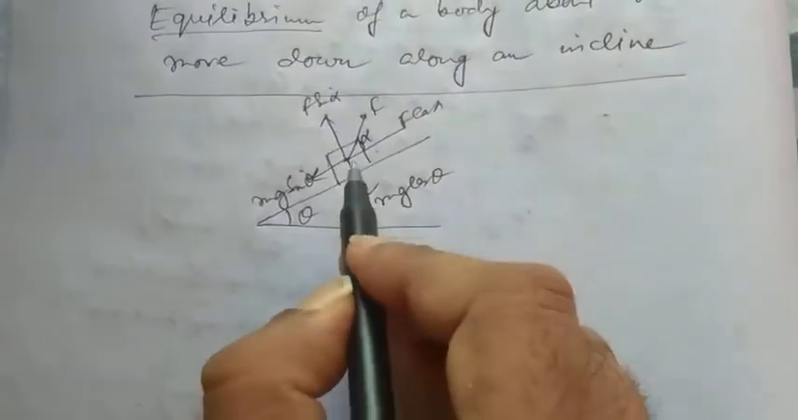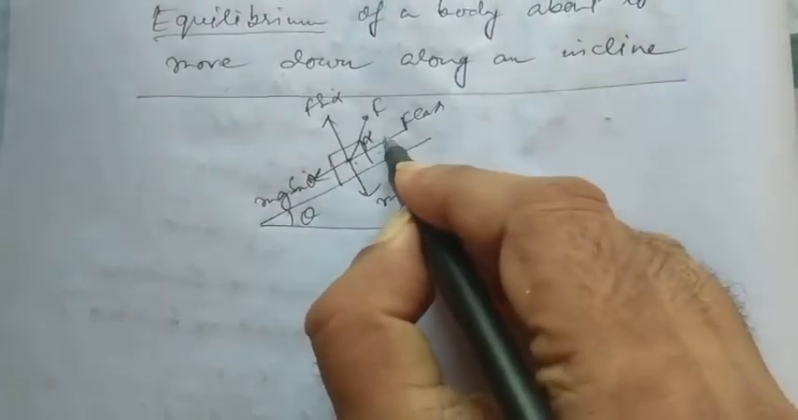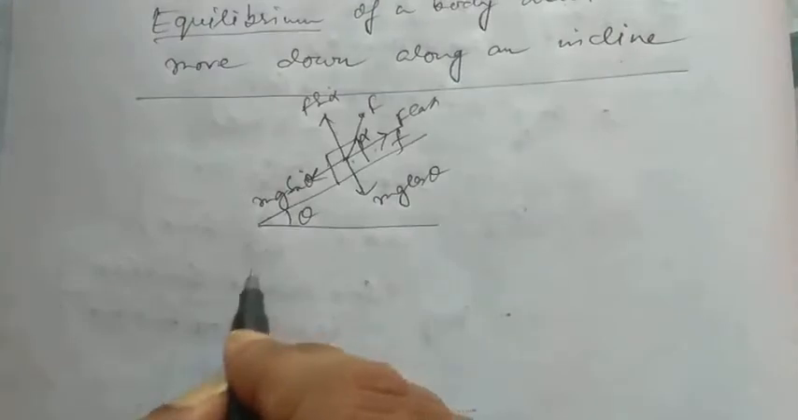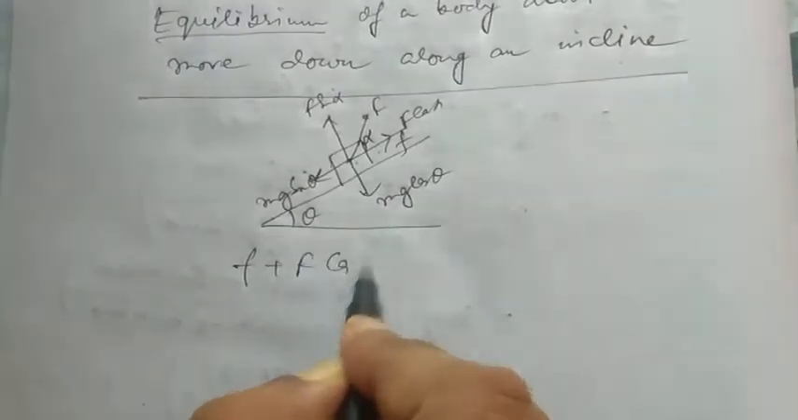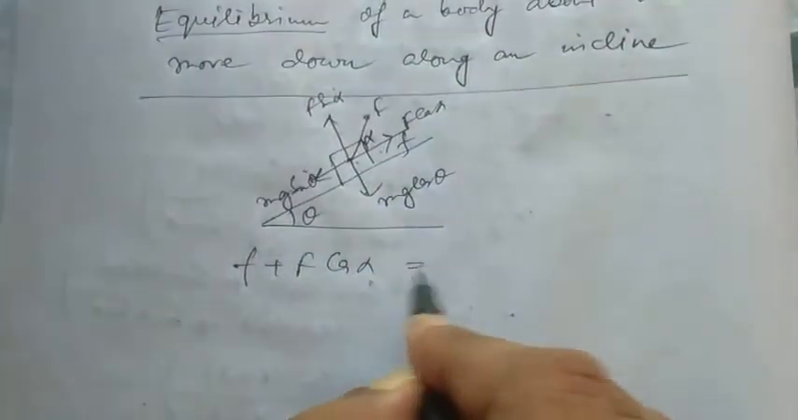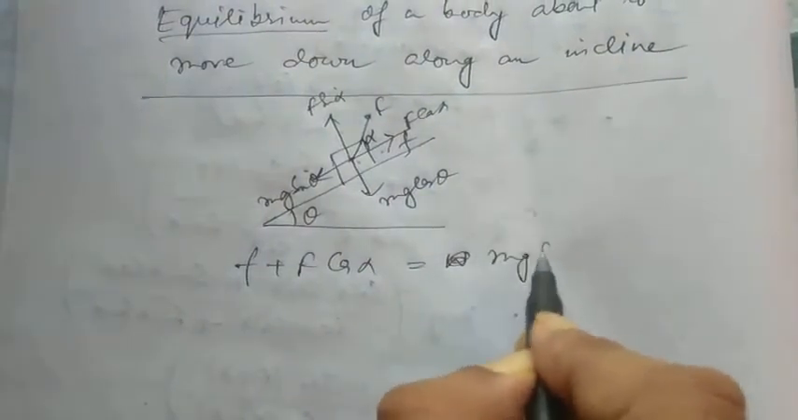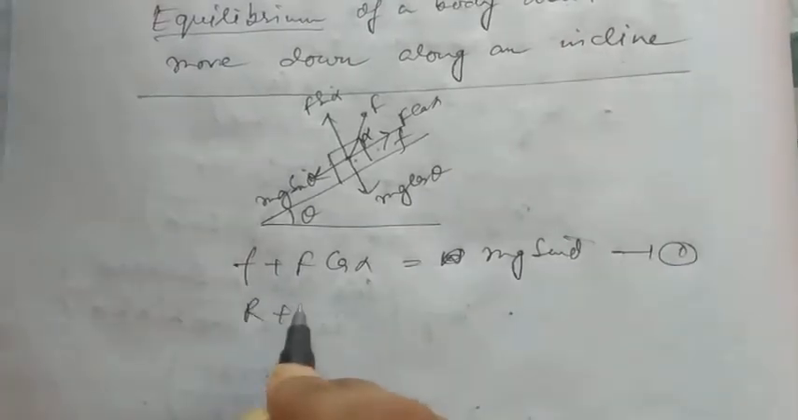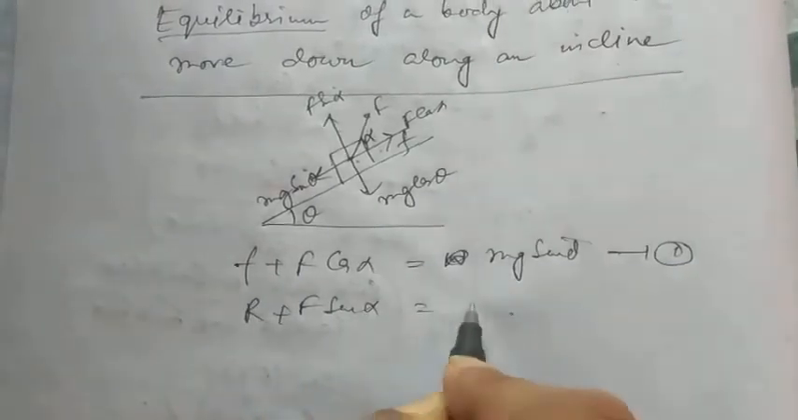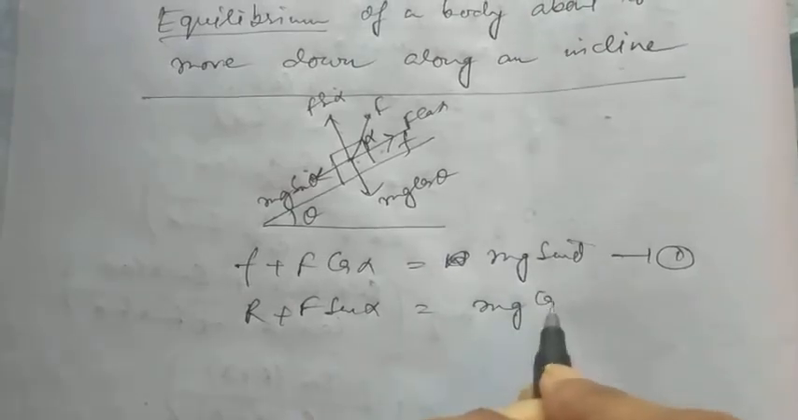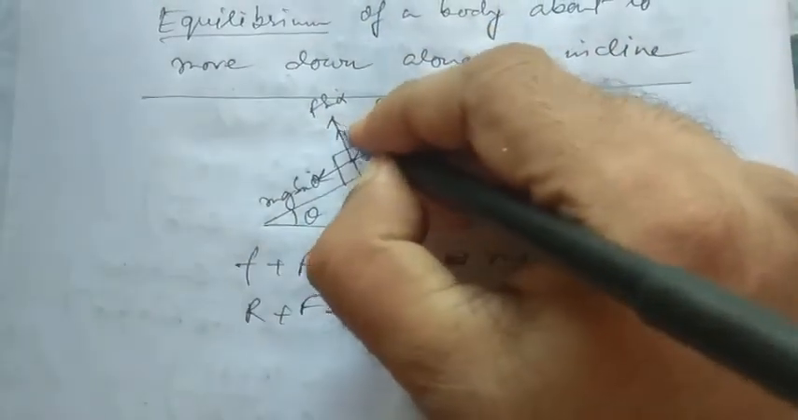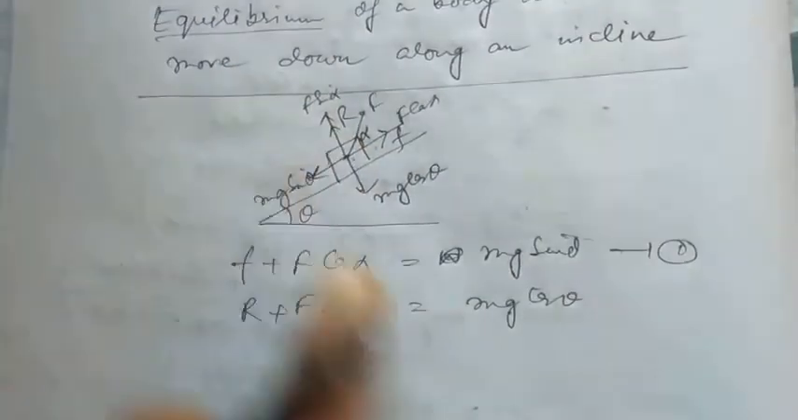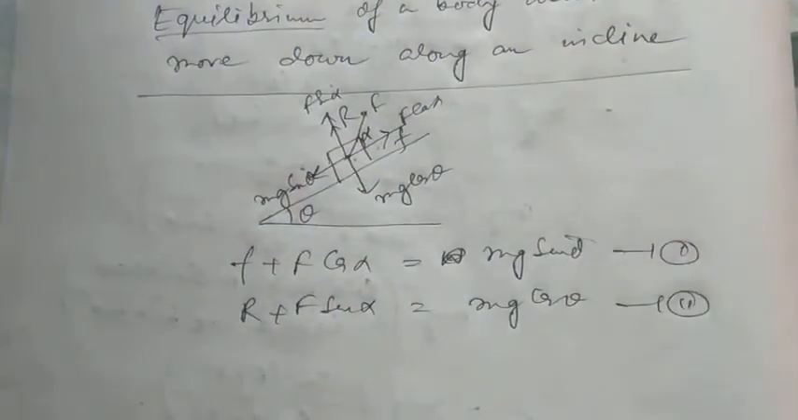So if the tendency of the body is to fall downwards, the frictional force here will act in the upward direction, not in the downward direction. The direction of the frictional force changes here. So we can write the two equations as: F plus F cos alpha is equal to mg sin theta. This is the first equation. And R plus F sin alpha is equal to mg cos theta. This is the second equation.